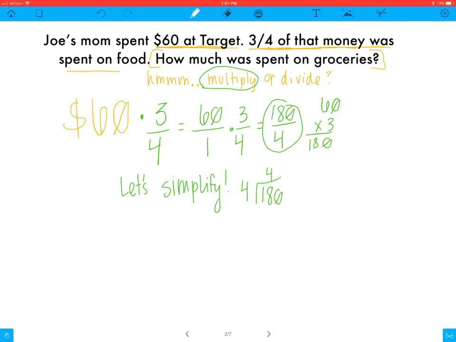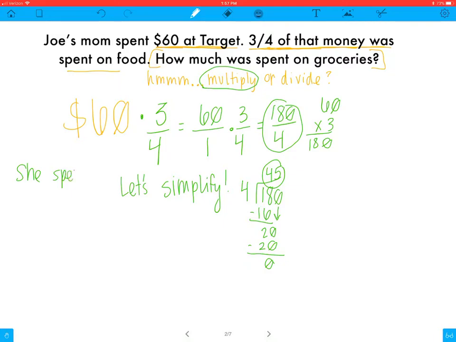4 goes into 18 4 times. 4 multiplied by 4 is 16. 18 minus 16 is 2. Bring down the 0. 4 multiplied by 5 is 20. So my final answer is 45. Now I don't just leave it at 45. I'm going to have to say $45.